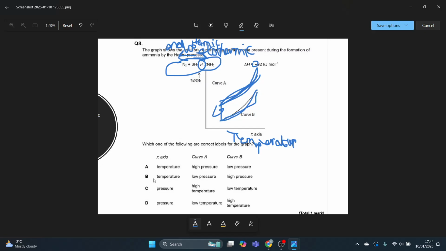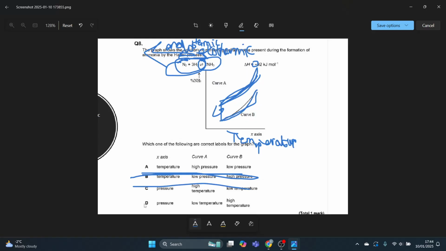Let's look at the other options. B, temperature, low pressure for A. Well, low pressure shifts to the side with more moles of gas, therefore that would be lower than B. So it's not B. C, pressure, curve A, high temperature. Well, if it's a high temperature, it's going to shift to the endothermic direction to oppose the increased temperature, and therefore the ammonia wouldn't be increasing like that. It would be significantly smaller.